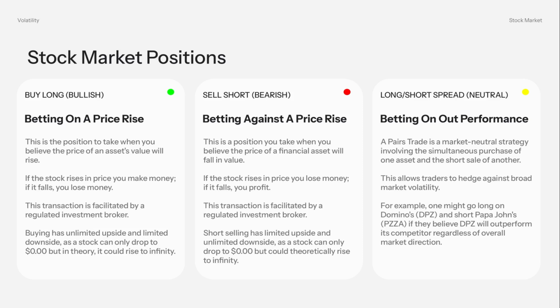Betting on outperformance. A pairs trade is a market-neutral strategy involving the simultaneous purchase of one asset and the short sale of another. This allows traders to hedge against broad market volatility, for example. One might go long on Domino's, DPZ, and short Papa John's, PZZA, if they believed Domino's share price will outperform its competitor regardless of overall market direction.